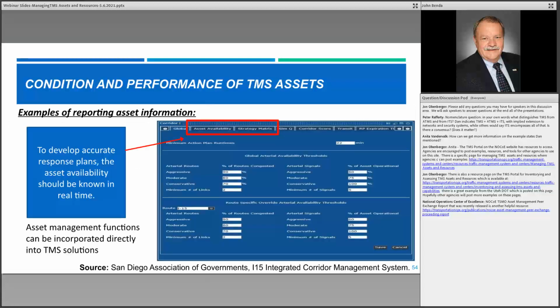Another example, this is from Southern California, and we heard earlier about the I-15 Integrated Corridor Management System, and it provides accurate information. You need to know what your availability is of your various TMS assets in order to have active traffic management in a corridor management system. And this actually is a report that shows you what the current status is. It shows you the asset availability and what percent it is, as well as the priority of that asset.